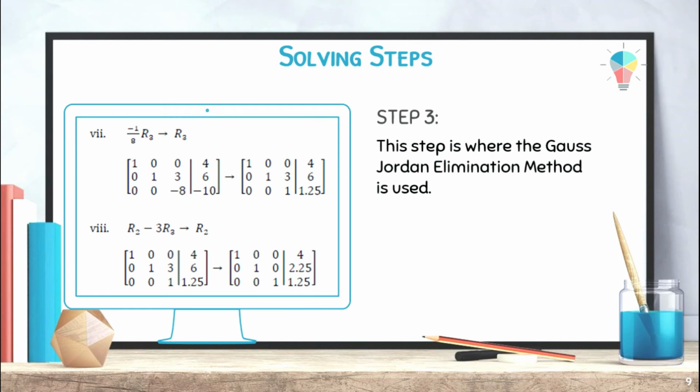In step 7, multiplication of negative 1 over 8 with row 3 to get new row 3, where the leading entry will be 1. Lastly, for step 8, we are going to change the value on top of the leading entry of row 3 to 0. Therefore, row 2 minus 3 multiplied with row 3 to get new row 2. That is the answer for REF, and we can proceed to calculate the linear equations.